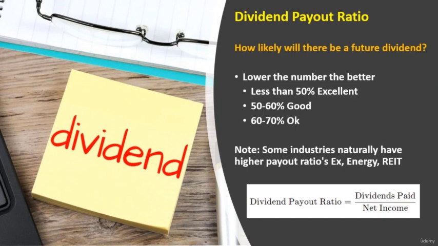Now some industries naturally have higher payout ratios. The energy industry, like oil, gas, or utility companies, tend to have higher payout ratios. REITs, which are real estate investment trusts, there's actually some legal requirements forcing them to pay, I think it's above 80% or more typically, in dividends that they have to pass on because of the way a real estate investment trust is structured. By the way, REITs you can buy and sell on a stock exchange just like any stock.